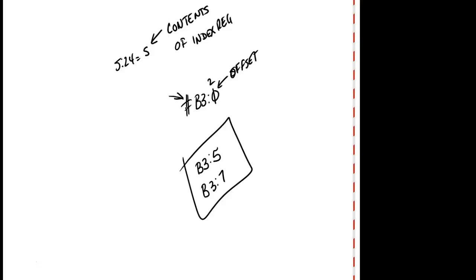Index addressing says that if the hashtag is in the instruction, to figure out where it's at in the B3 file, it's going to take the contents of the index register, which is S24, add the offset to that, and the result is the address of the operand. B3:5 for the first one because we're using an offset of 0. Next time I said, what if I change the offset to 2? Well, now my actual address is B3:7. It's the whole word, right?